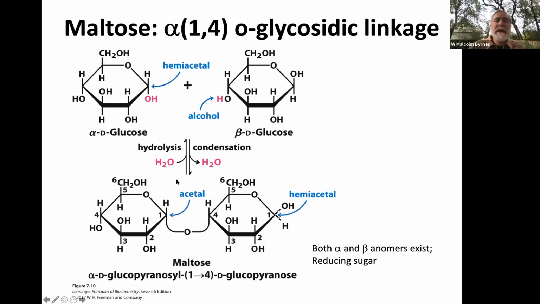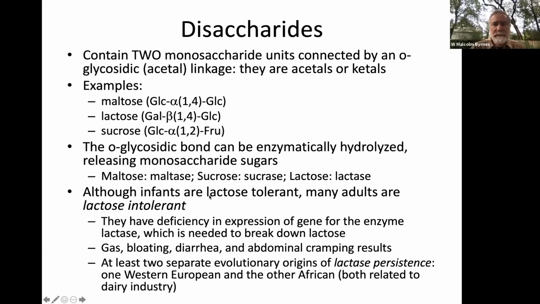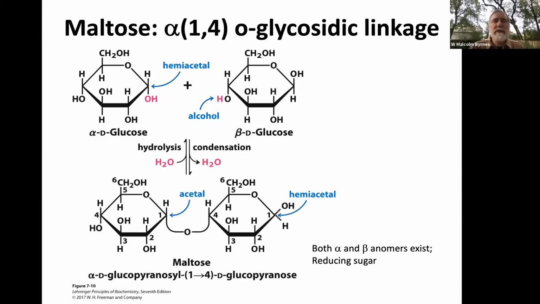Okay, so let's take a look. Is there anything else I need to say there? Let's take a look at some disaccharides. Maltose. It has an alpha-1,4-O glycosidic linkage. So here's one glucose unit, alpha D glucose, and here's another, beta D glucose.